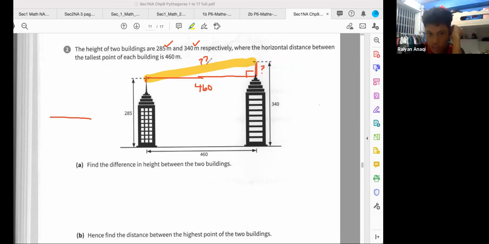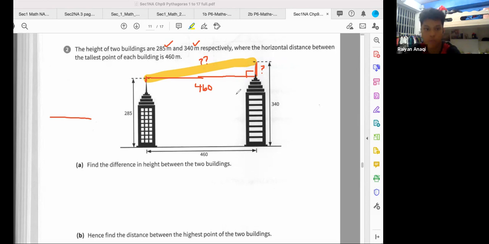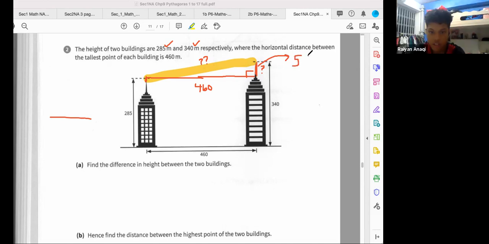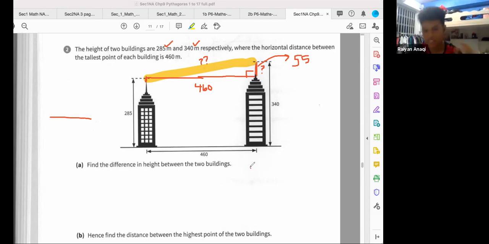So what do I do, take 460 minus 55 or plus 55? No, I take 340 minus 285, right? Oh, you got 55, is it? Yeah, I got 55. Okay, good. Then use Pythagoras. Square this plus square this equals to square this. Then later square root. Don't forget what you did. Remember, this is a triangle. Can you see the triangle?